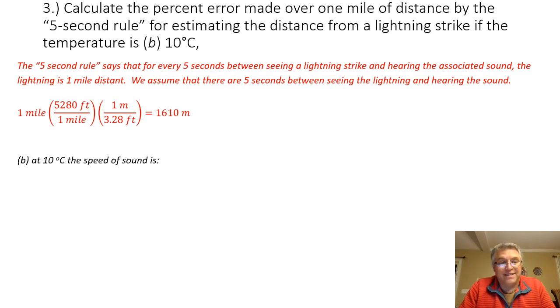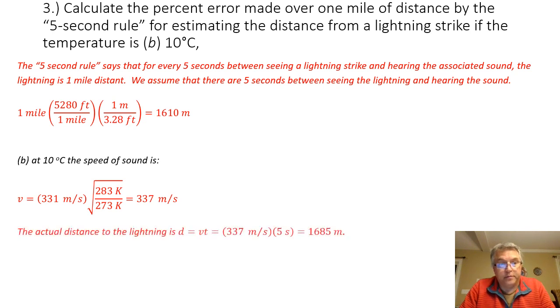So at 10 degrees Celsius, I know that my wave speed is going to be 331 meters per second times the square root of 283 Kelvin divided by 273 Kelvin. And that will give me a wave speed of 337 meters per second. So the actual distance to the lightning flash is going to be my wave speed of 337 meters per second times my 5 seconds, and that will give me a distance of 1,685 meters.